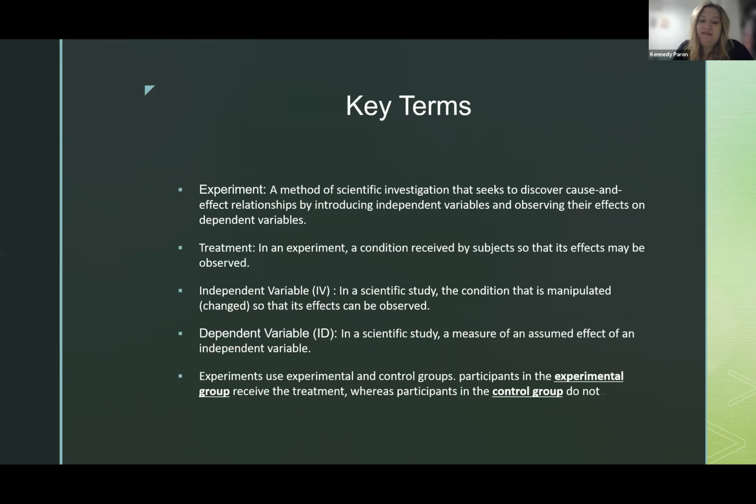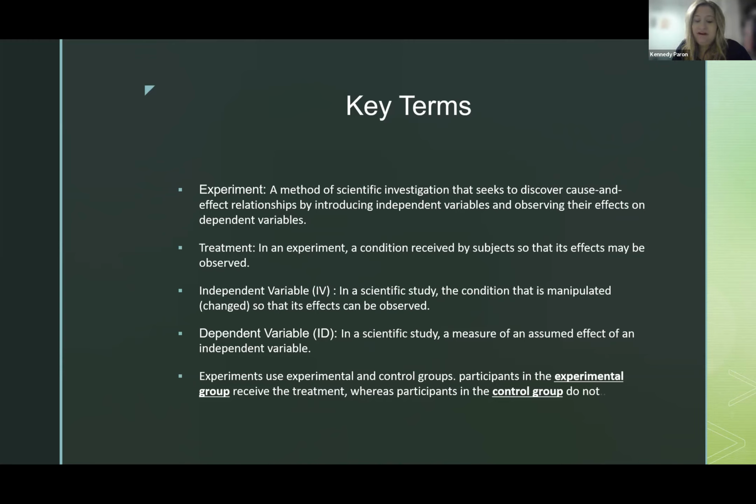Some key terms I'd like to cover. An experiment. So first of all, this is a method of scientific investigation that seeks to discover cause and effect relationships by introduction of independent and dependent variables, and observing their effects on these dependent variables. So the treatment, this is the part of an experiment where a condition received by the subject is taken and its effects can be observed. So for instance, if a child has ADHD and they're given the medicine and the control group is not given the medicine, the treatment would be the medicine.